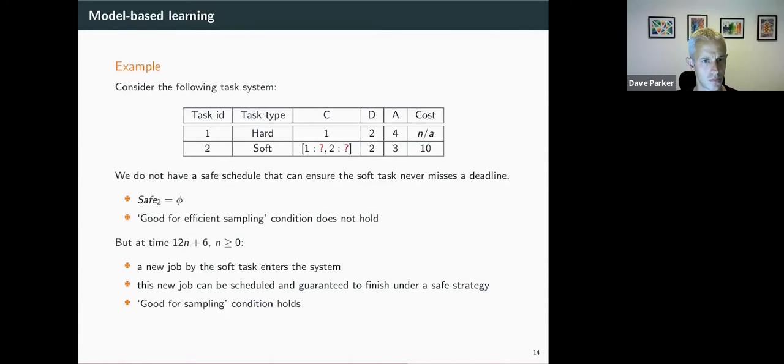But always at time 12n plus 6, we can check that the system is at the same state. In this state, a new job by the soft task enters the system, and the next arrival time for the hard task is still 2 time units. So from this state, the new job of the soft task can be scheduled and guaranteed to finish under a safe strategy. So the good for sampling condition holds.